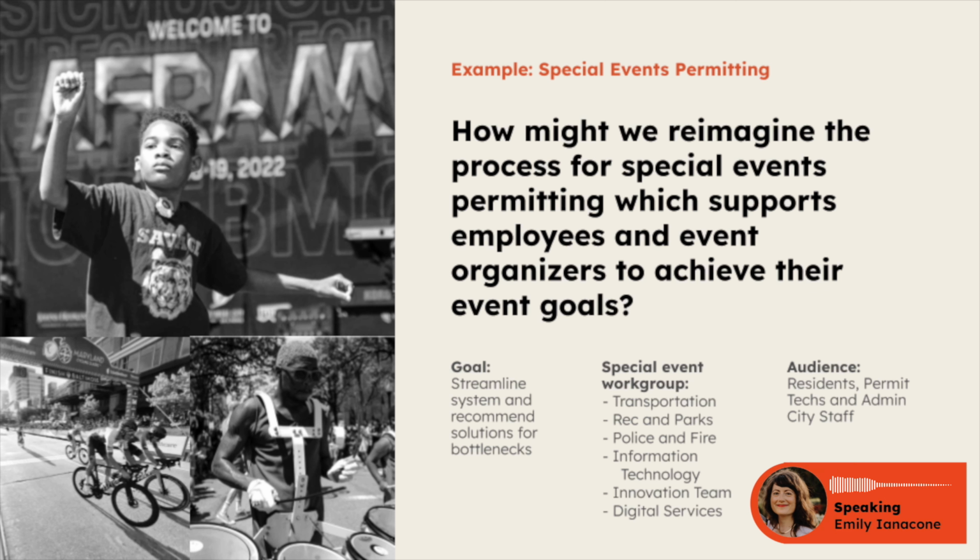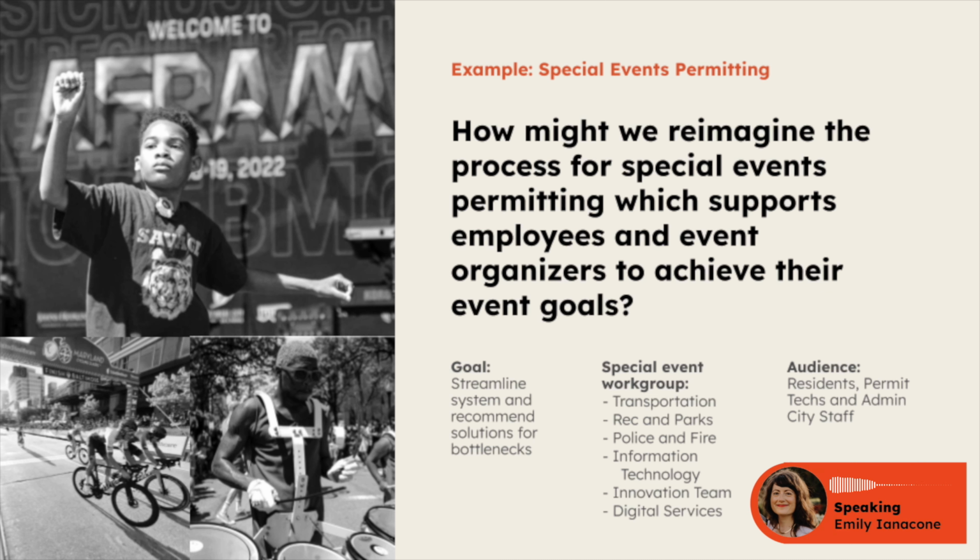We formed this super work group comprised of members of transportation, rec and parks, police and fire, IT, and then the Baltimore City Innovation team and our new digital services team. So really a super team that started tackling the major pain points throughout the permitting process. We wanted to streamline the system, recommend solutions for bottlenecks, and then test out some different things and do some pilots. The audience here are residents, permit techs, and people who are hosting events in Baltimore City. That's the example we're going to use as we walk through this.